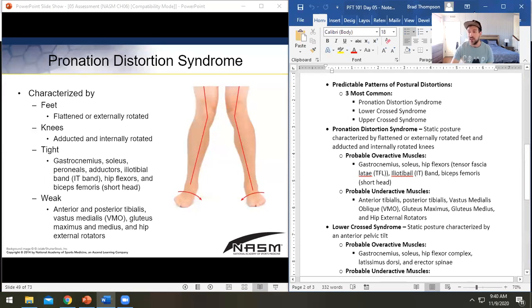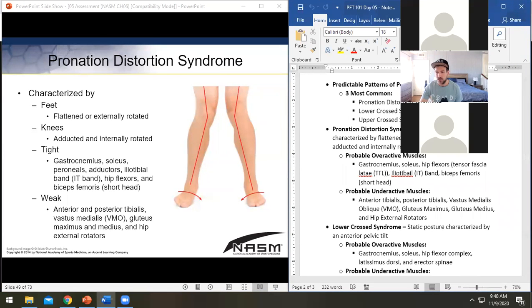Actually, just really quickly, Charlie, Eugenia, I know you guys are new to this. We're going to go through a lot of muscle names here real quick. Don't let this intimidate you. You're going to learn these muscles over time.